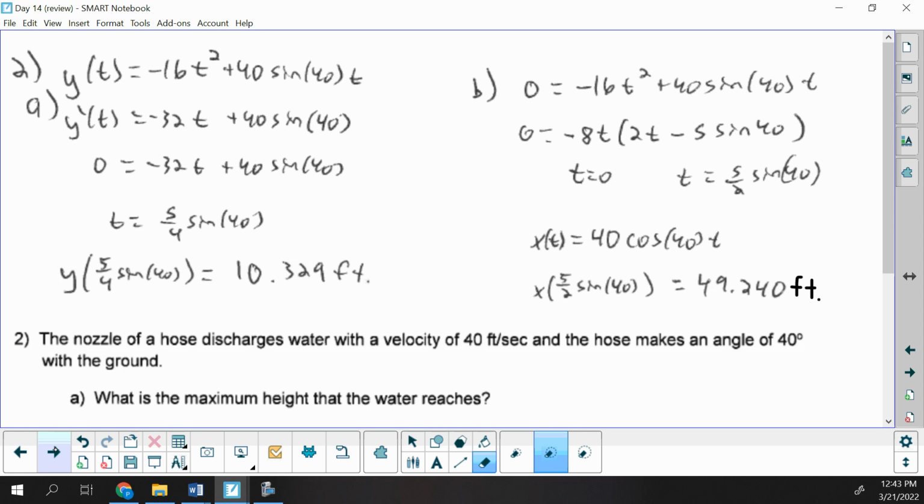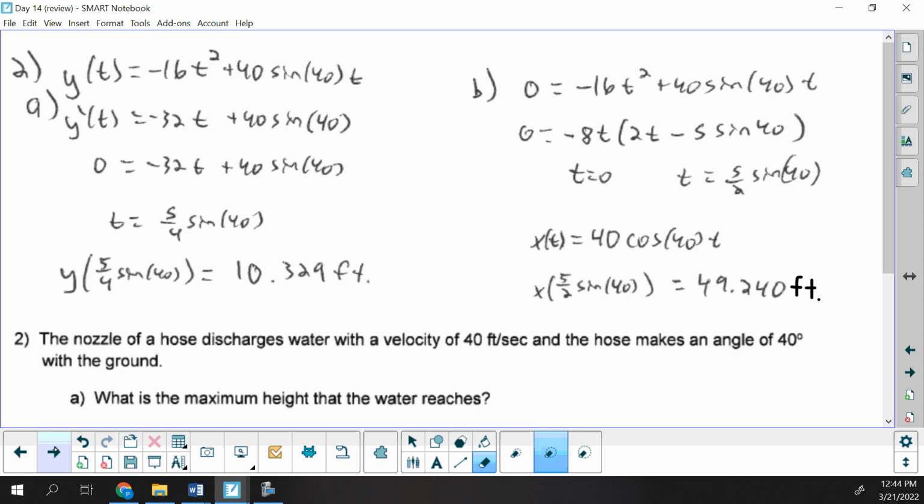In B, we want to know how far away it is when it hits the ground. Well, we know that when it hits the ground, the height is 0. So first take your y equation, set it equal to 0. Now, we're assuming, because they didn't give us an initial height, that it started from 0 for our initial height at the end of that equation.